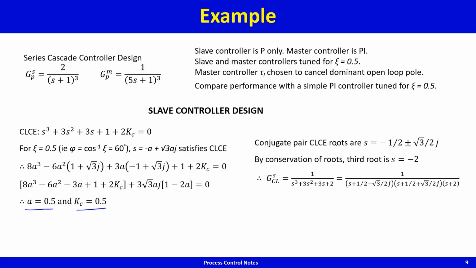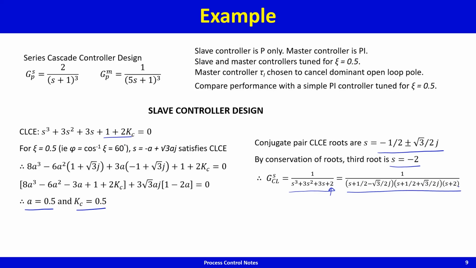The conjugate closed loop characteristic equation root pair is s equal to minus half plus minus square root 3 by 2j. By conservation of roots, the third root is s equal to minus 2, and therefore the slave closed loop is this. 1 plus 2 kc, for kc equal to half, is 2, and this will factorize into these factors: s plus 2, s plus half plus square root 3 by 2j, and s plus half minus square root 3 by 2j.